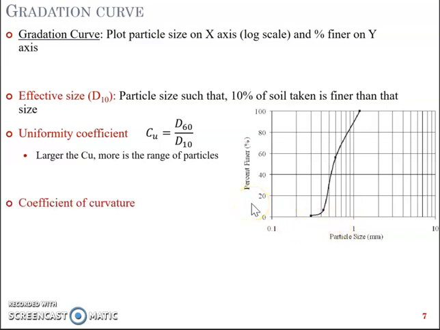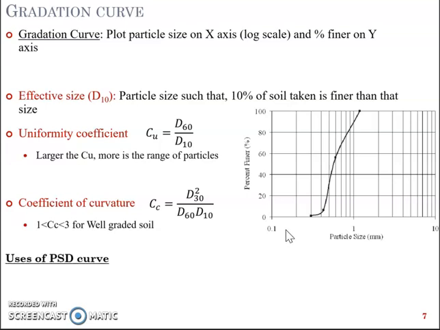The third is the coefficient of curvature. Cc is equal to D30 squared by D60 times D10. D30, as you might have probably guessed by now, is nothing but the point that corresponds to 30% finer. D60 and D10 are already discussed. So the coefficient of curvature is equal to D30 squared by D60 D10. If the coefficient of curvature falls between 1 and 3, you can expect the soil to be a well-graded soil.